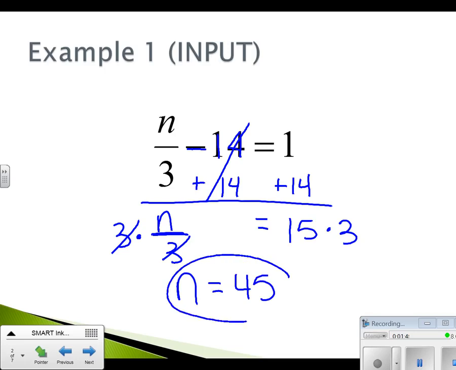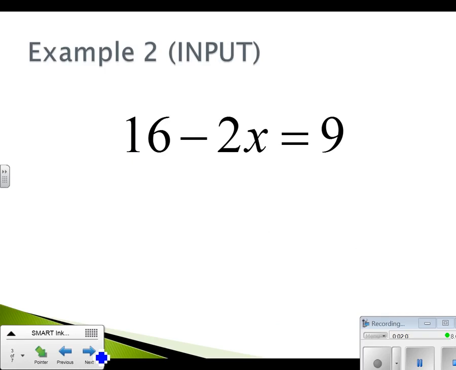And don't forget, with algebra, when you're solving, you can always check your answer, make sure it works, it makes the equation true when you evaluate. 45 divided by 3 minus 14 is the same as 1, so it's correct.